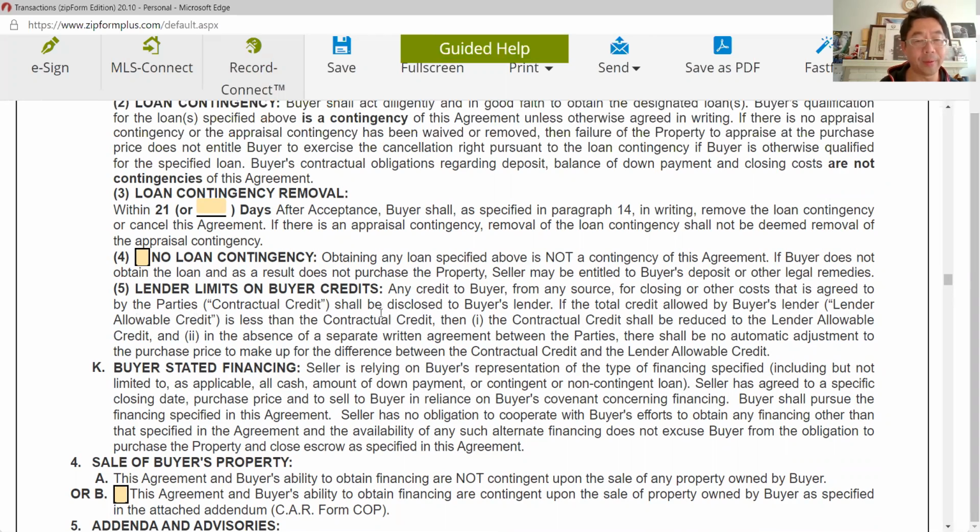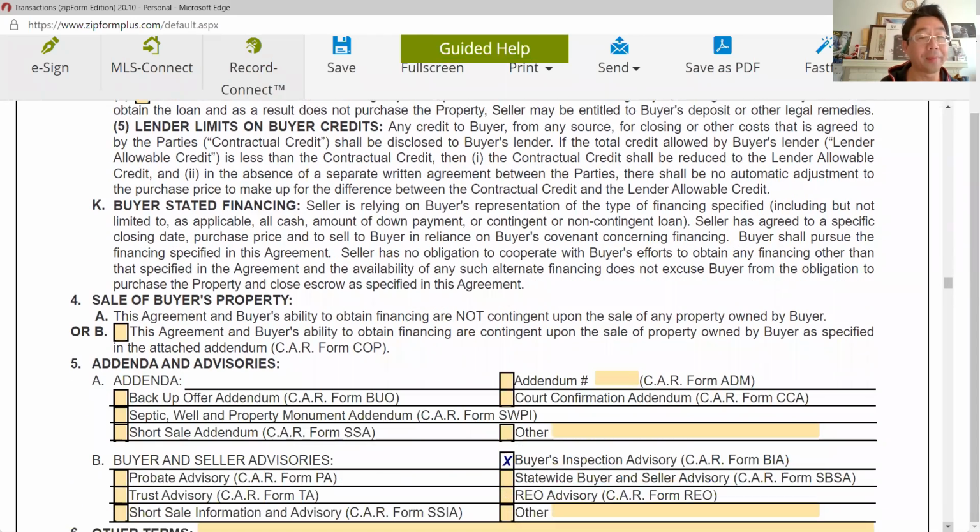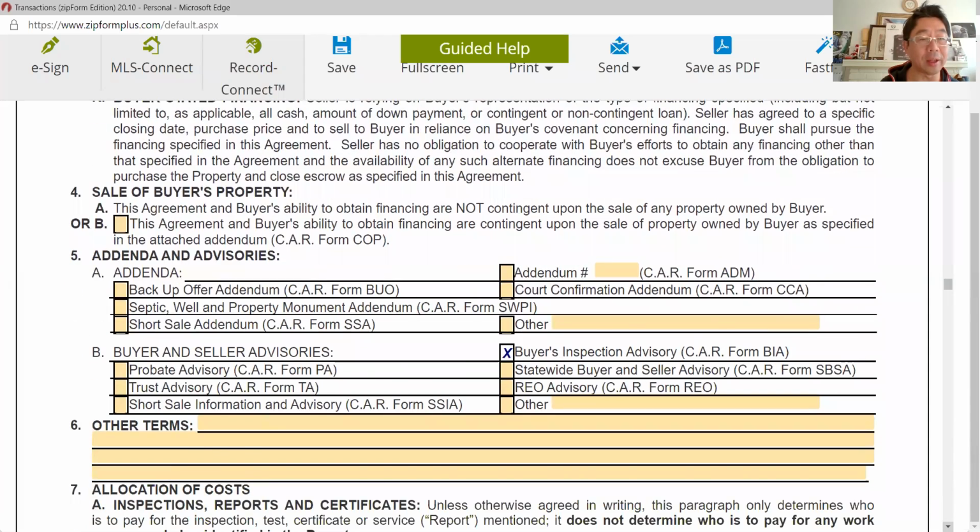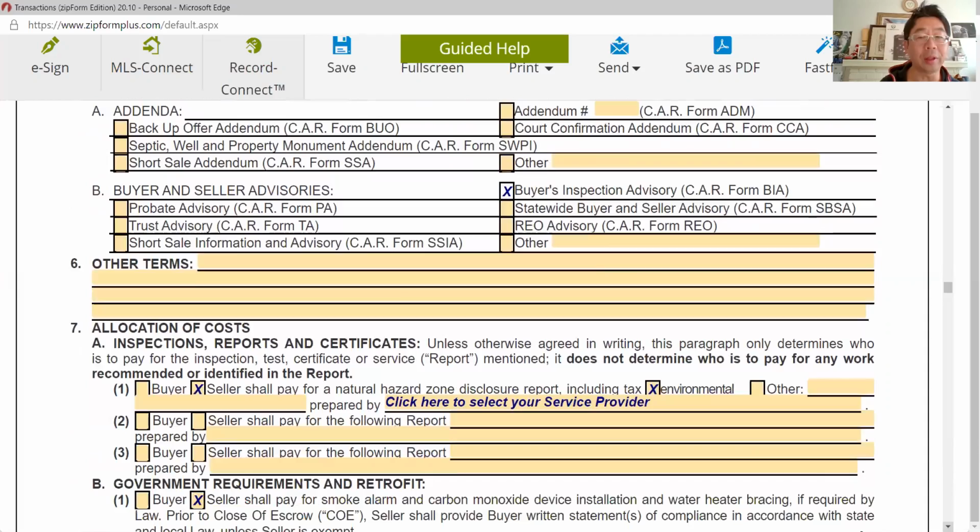Okay, but I don't think this applies to you because there's no credit to give to us, so we don't need to worry about that. Yeah, so we stay with the financing, we borrow the money, that's what we do. And let's go to this important part, this one right here.